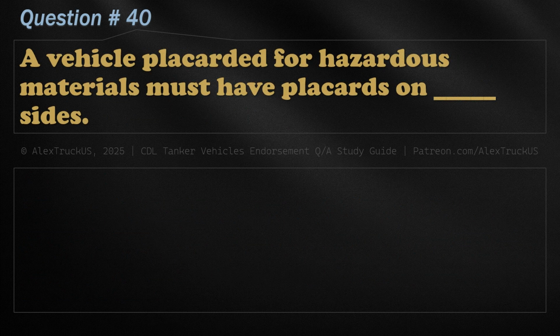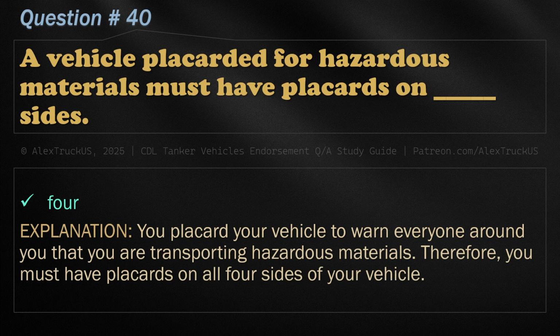Question 40. A vehicle placarded for hazardous materials must have placards on sides. 2, 4, 3. Correct answer is 4. You placard your vehicle to warn everyone around you that you are transporting hazardous materials. Therefore, you must have placards on all 4 sides of your vehicle.